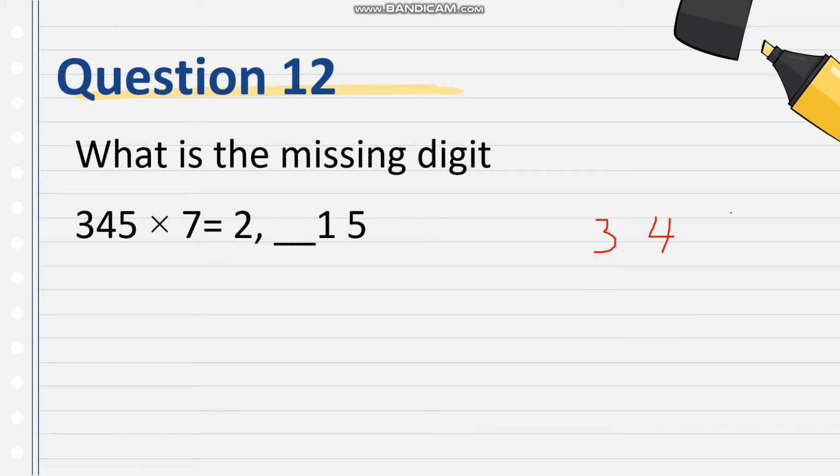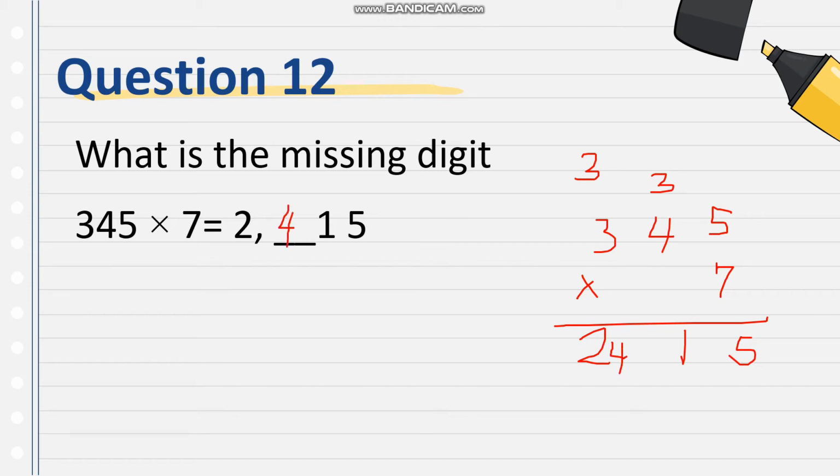Question 12. What is the missing digit? 345 multiplied by 7. So if we're going to find the answer, 7 multiplied by 5 is 35, regroup 3. 7 multiplied by 4 is 28 plus 3 is 31, regroup 3. 7 times 3 is 21 plus 3 is 24. So 2,415, so the missing number is 4.